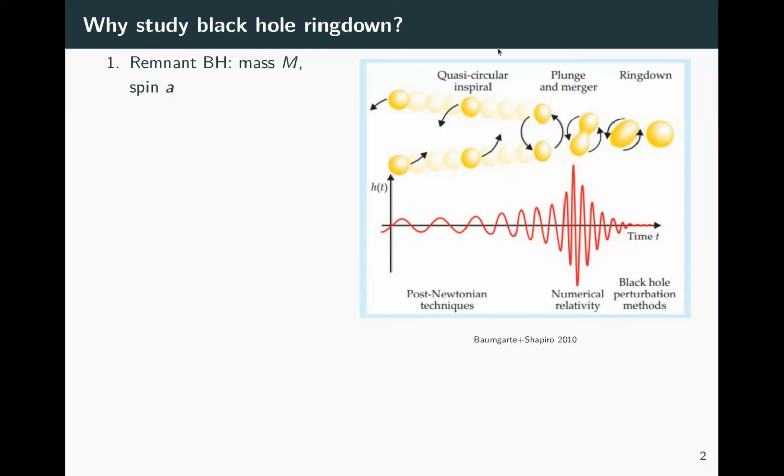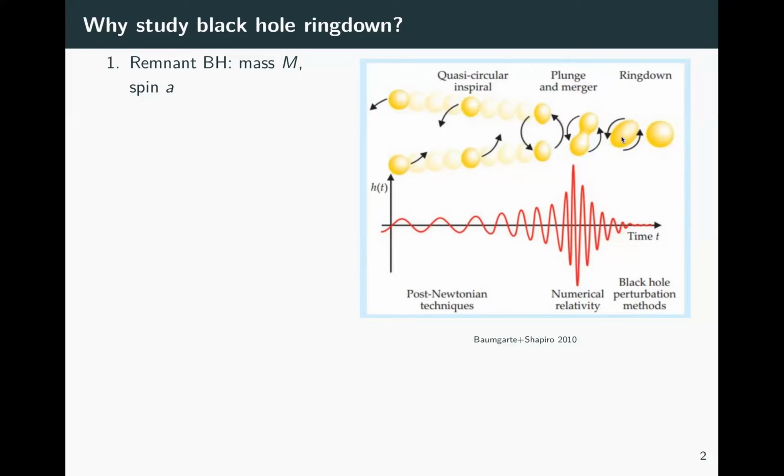So let's review the basics of binary inspiral. We have two black holes represented by these two yellow spheres. They're inspiraling, emitting gravitational waves. That's the signal down here. This is the gravitational wave strain in red. Then as they lose energy through gravitational waves, they inspiral and eventually they merge, forming this large signal.